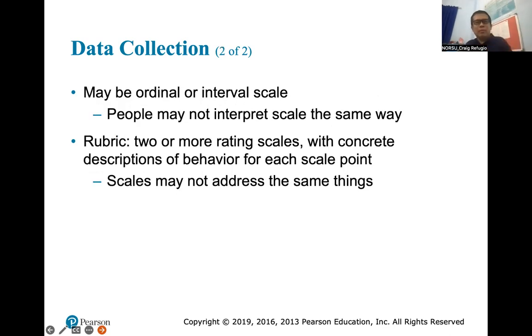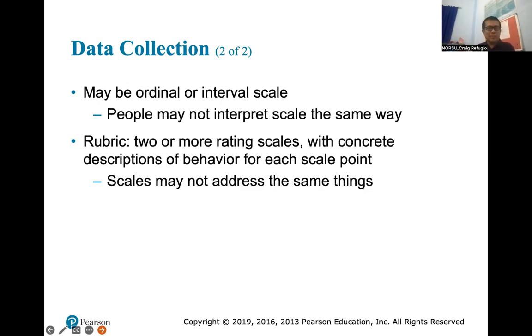Data collection may be ordinal or may be interval. Actually, in research and in statistics, we have four levels of measurement. The first level is nominal, the second is ordinal, the third one is interval, and the last one, the highest one, is ratio. So we have nominal, ordinal, interval, and then ratio. They follow a definite order. The lowest one is nominal, followed by ordinal, number two. Number three is interval. Number four is ratio. They follow a definite order.